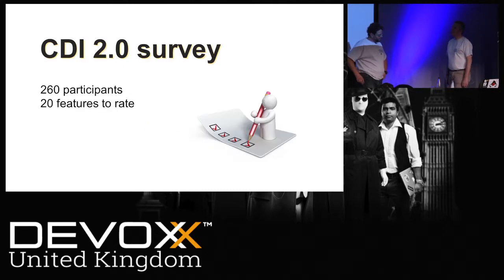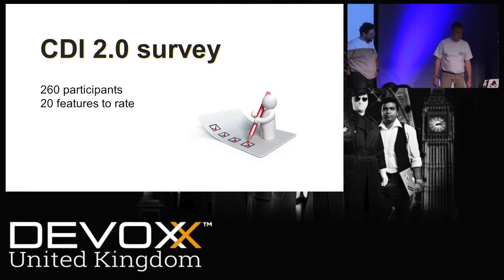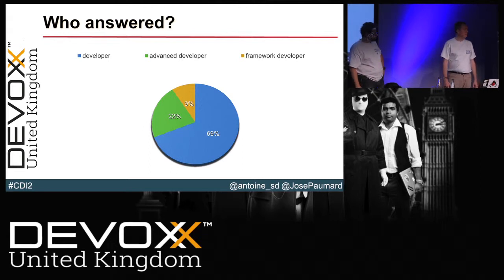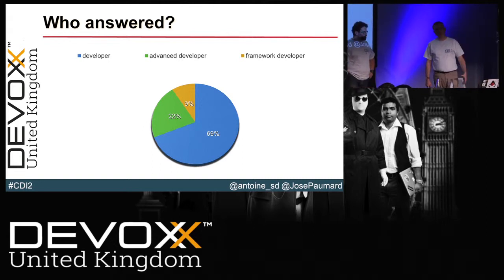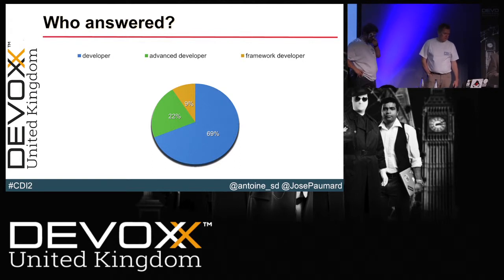There was this CDI 2.0 survey, with 260 participants. It's quite a lot, in fact, for this kind of survey. Quite happy with that. With 20 features to rate. And the first feature that really struck us was... Oh, sorry. It's not this one. Who answered? Basically, mainly regular CDI developers. Almost 70% of people were like that. And almost 10% were CDI framework developers, which is probably a bit overrepresented. Those people are very active in the community. Yeah, but it gives an idea of their expectations. Yes, of course. It also gives the idea of what they expect exactly.